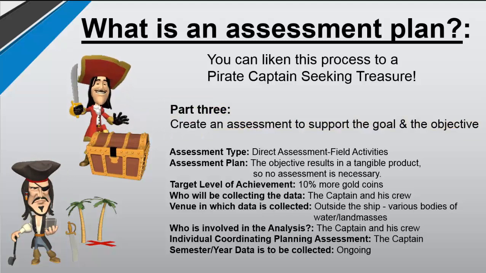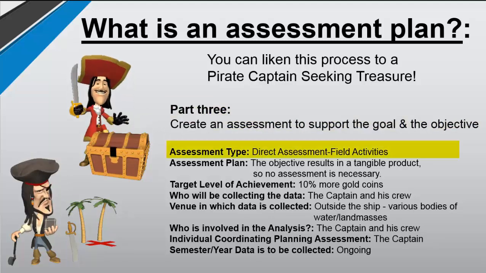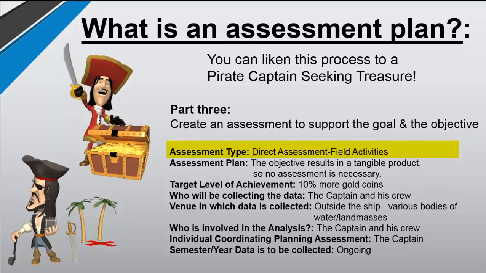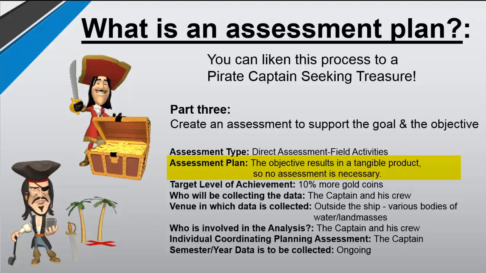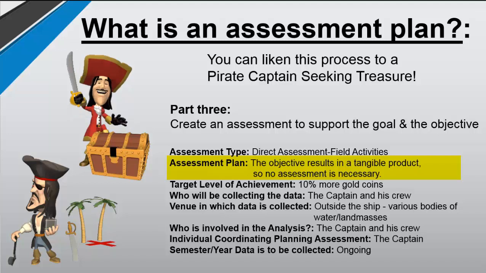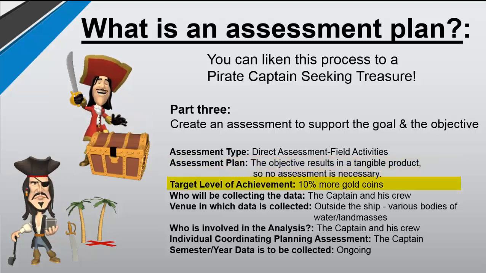Here is where you start getting detail-oriented with your information. For the assessment type, the captain has decided he will do a direct assessment, field activities. For his assessment plan, he states, the objective results in a tangible product, so no assessment is necessary. His target level of achievement is 10% more gold coins.